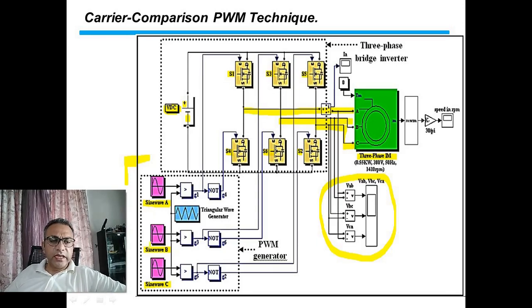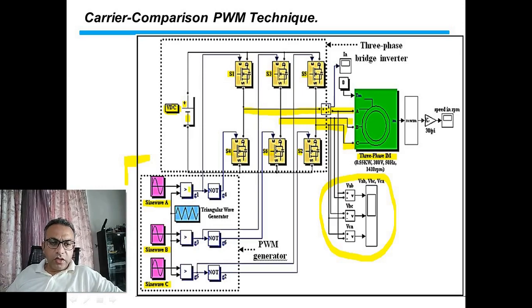So sine wave A, sine wave B, and sine wave C are the modulating signals. They are the reference signals. They will have equal peak-to-peak voltages and a phase difference of 120 degrees from each other. Then we are using three comparators.